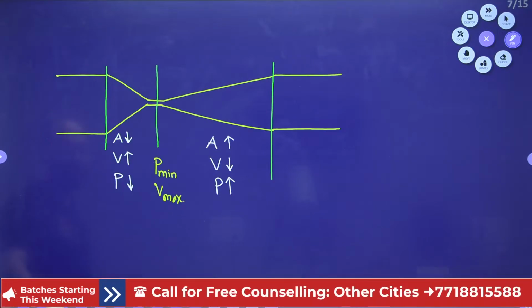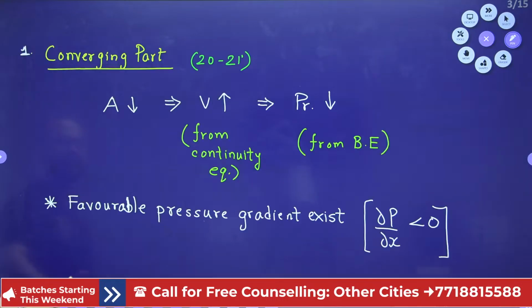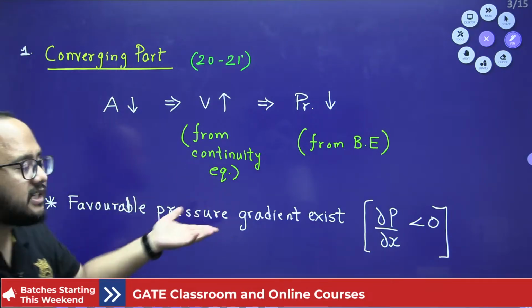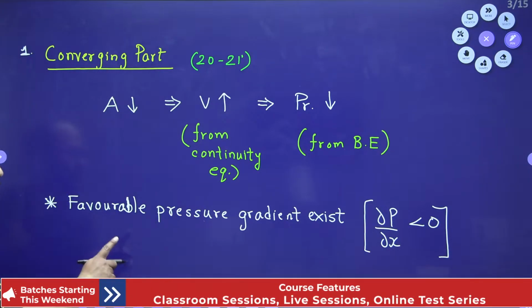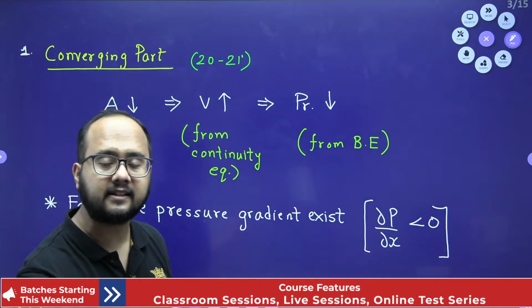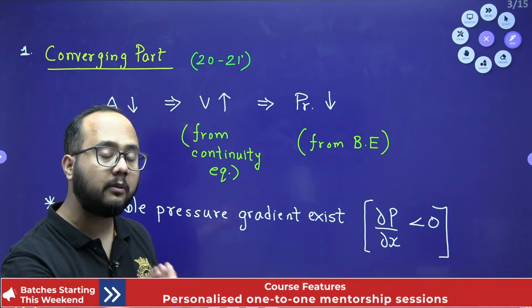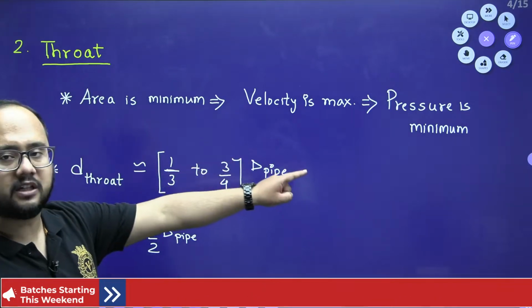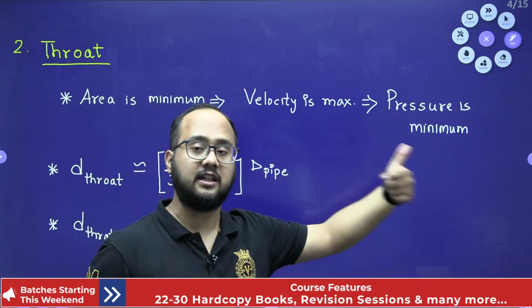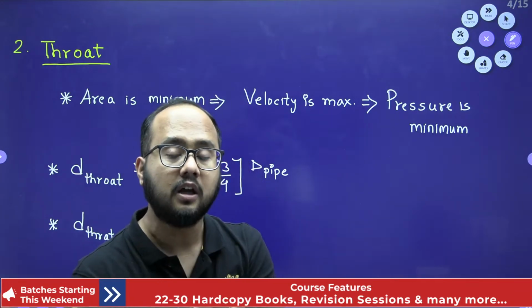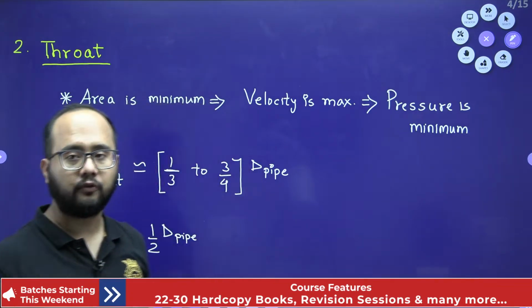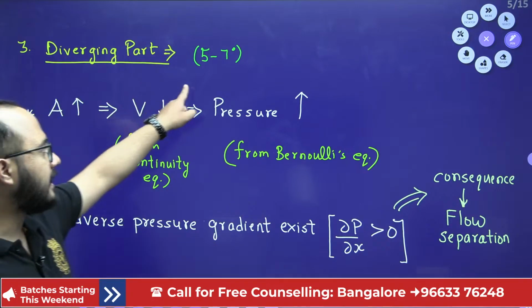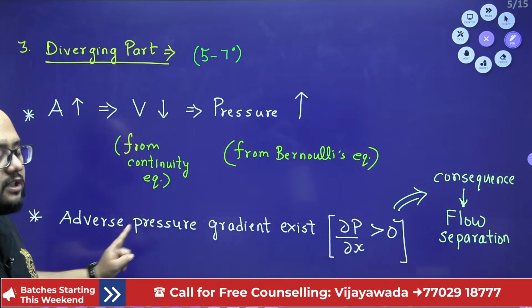Apart from that, the analysis that we have done here: for the converging part, area decreases, velocity increases, pressure decreases. So pressure decrease means the favorable pressure gradient, right? This is very important, and in the interviews they will be asking whether the pressure gradient is favorable or adverse. Throughout, area is minimum at the throat, velocity maximum, pressure minimum. And one more point, if the pressure is minimum, chances of cavitation will be there if it goes beyond a certain limit. It depends upon fluid to fluid. This much range of diameter of throat you should remember. Diverging part angle is 5 to 7 degrees, with the adverse pressure gradient.